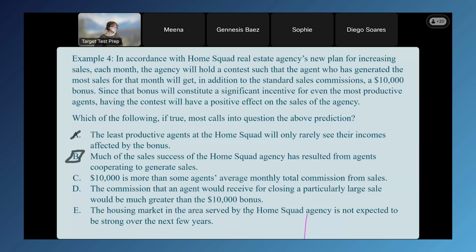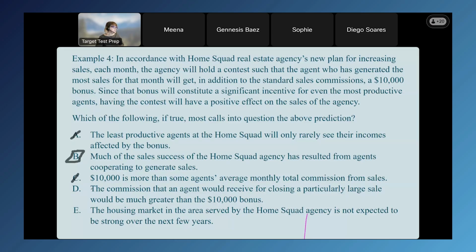C, the $10,000 is more than some agents' average monthly total commission from sales. We already know that it constitutes a significant incentive for even the most productive of agents, so we don't really need to know more than that. It is significant for everyone.